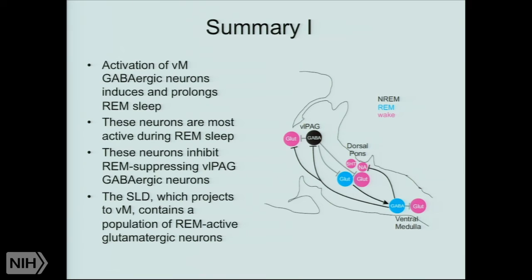But like I said, there's a lot more to be mapped out in this region. The other thing is that I showed you that in the SLD region, there are these REM-active neurons. Unfortunately, there are also wake-active neurons, and spatially, they're pretty close to each other. So it's quite a challenge to try to separate these 2 populations of glutamatergic neurons.